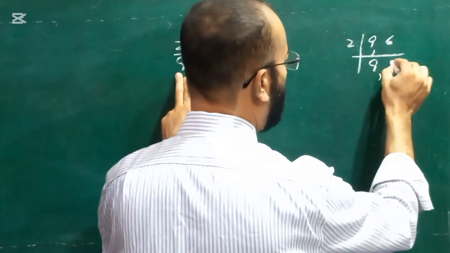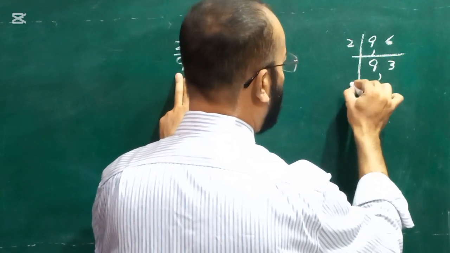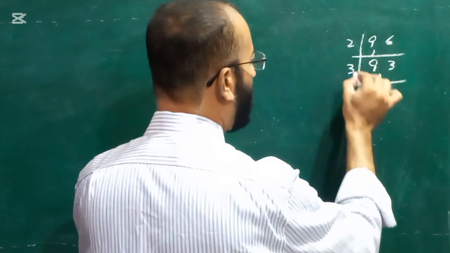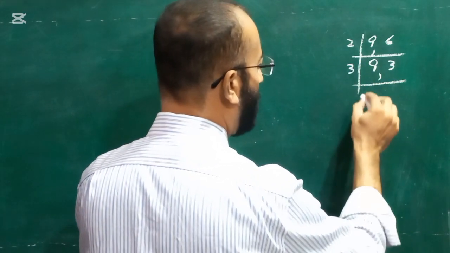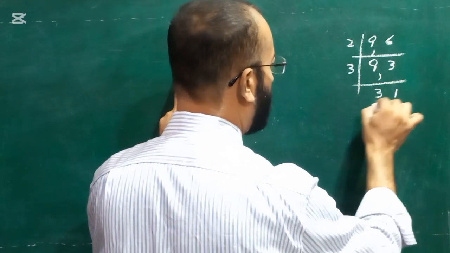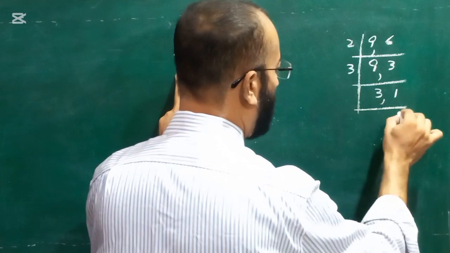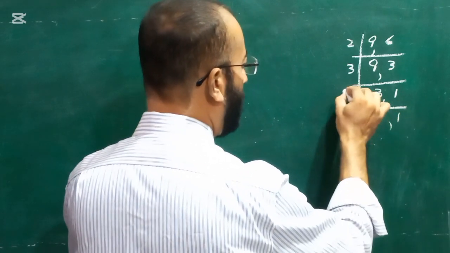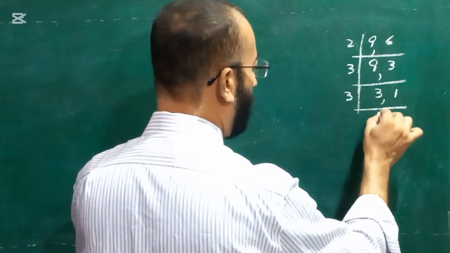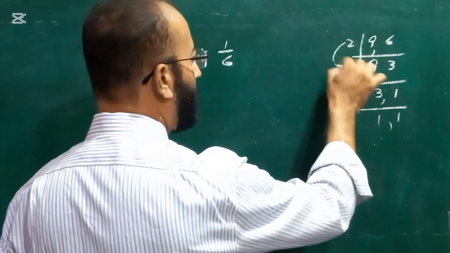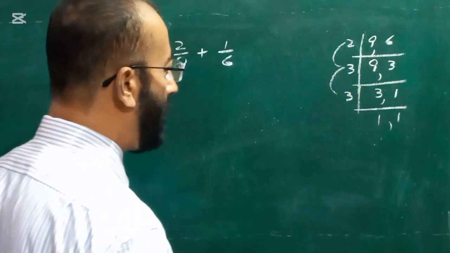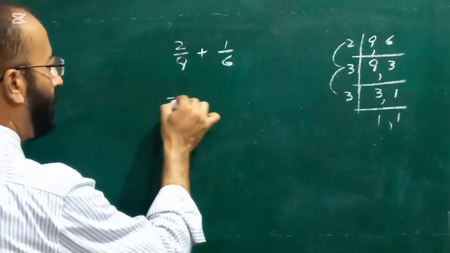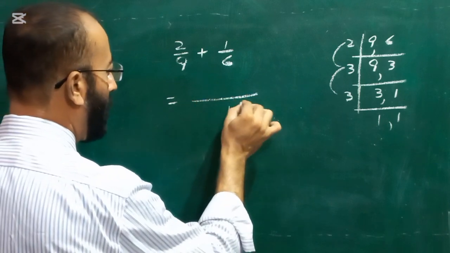So 2 3s are 6. Next, 3's table will be used because these two numbers are coming in the table of 3. So 3 3s are 9 and 3 1s are 3. This one will come down as it is now, and in the table of 3 this 3 is coming one time. So 2 3s are 6 and 6 3s are 18. 18 is the LCM that will be written in the denominator now.